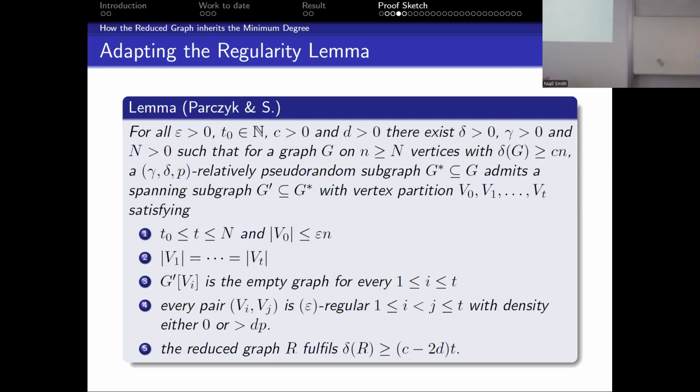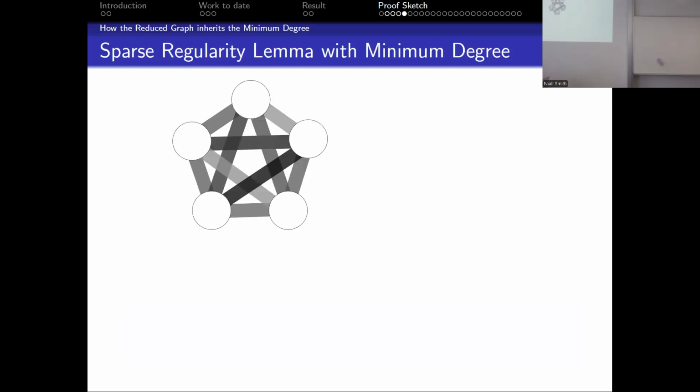Okay, so I think this is where the pictures start. You might recognize this from the Szemerédi regularity lemma. What it says is that every sufficiently large graph can be split into a bounded structure. These are clusters, so these are sets of vertices. Then between these parts, the edges are random-like.